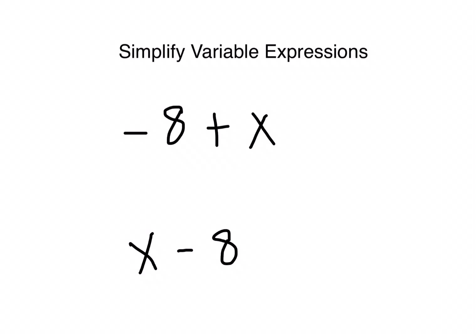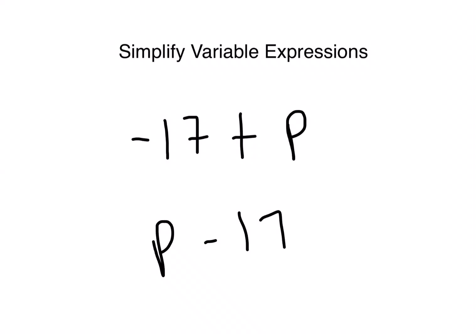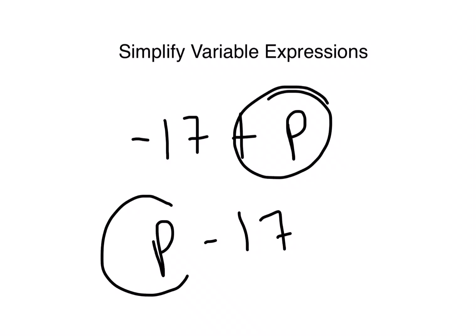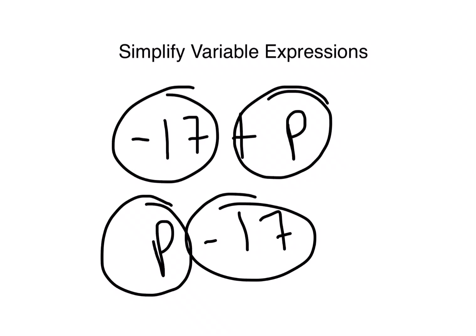Okay, so again, suppose we had something like negative 17 plus p. It's also the same thing as p minus 17. Again, our variable is still positive, so we still have a positive variable. Our integer is negative, and that's why we still have that negative integer.